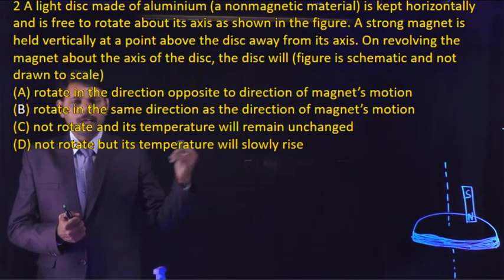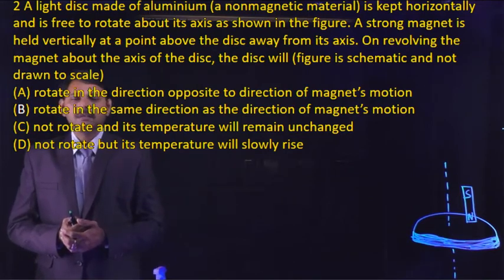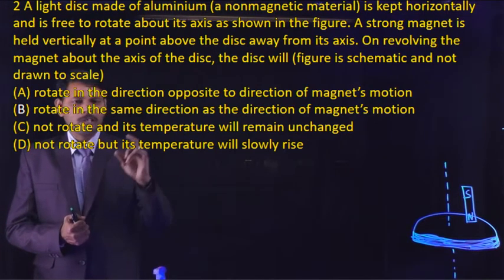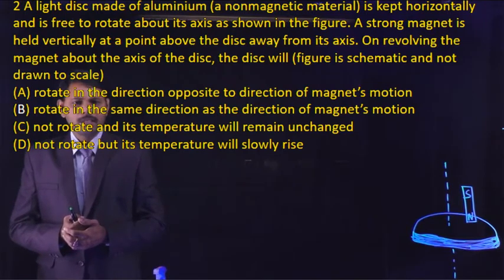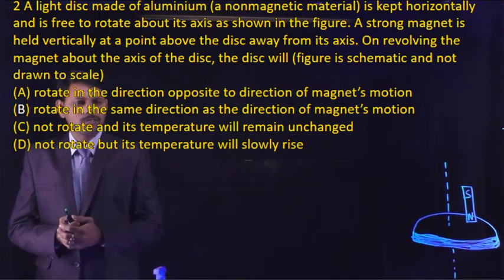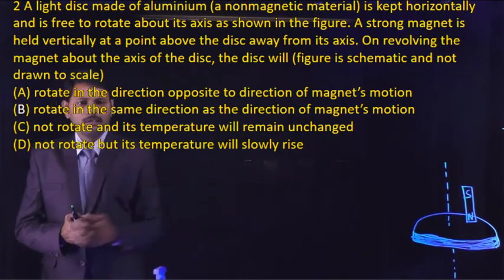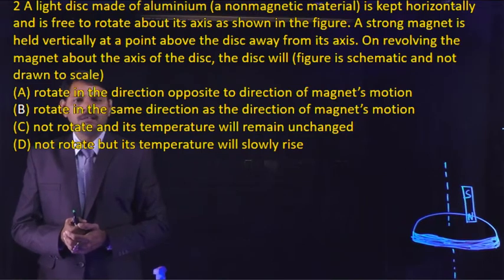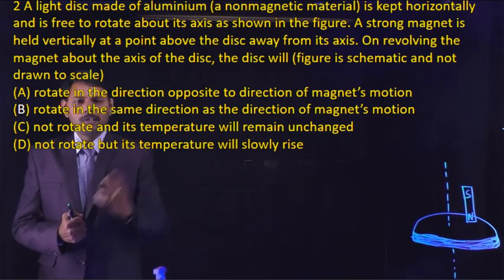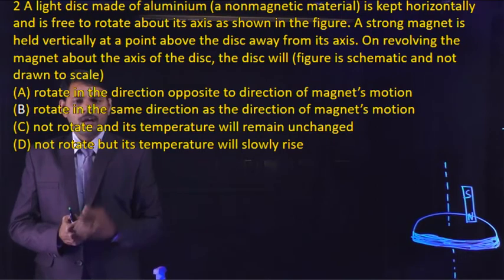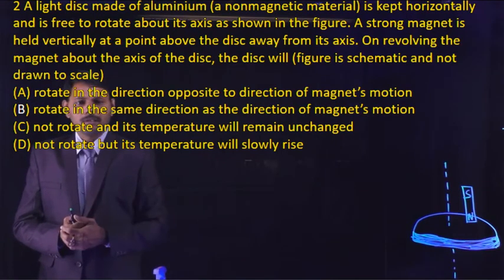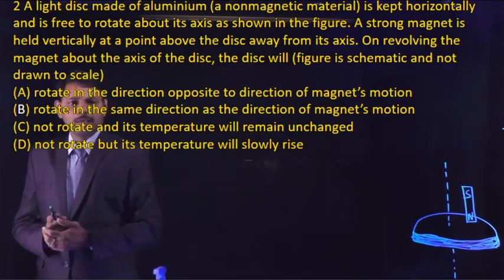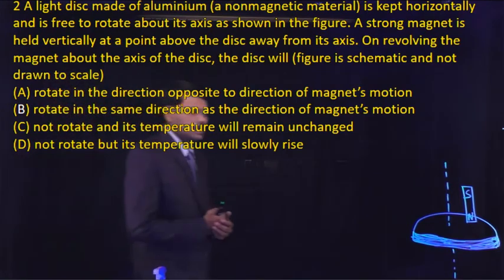This belongs to the magnetism chapter. A light disc made up of aluminum, which is a non-magnetic material, is kept horizontally and is free to rotate about its axis as shown in the figure. A strong magnet is held vertically at a point above the disc away from the axis. On revolving the magnet about the axis of the disc, the disc will rotate. The figure is schematic. Then what happens to the disc?